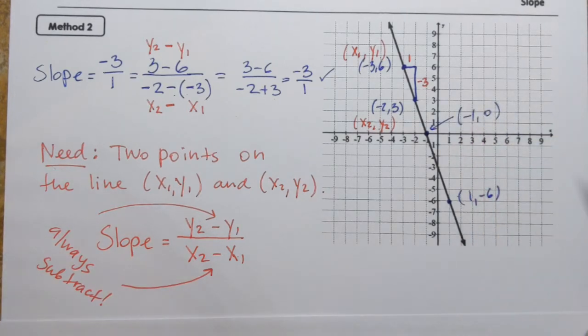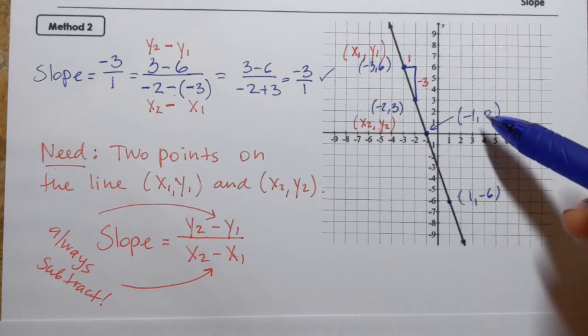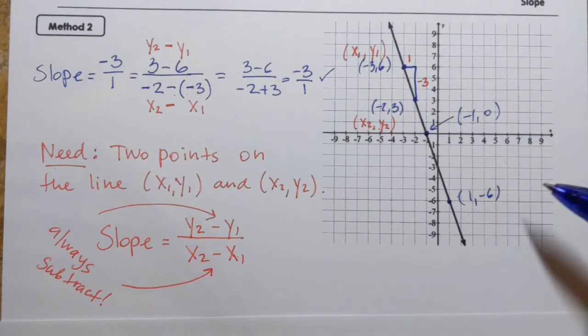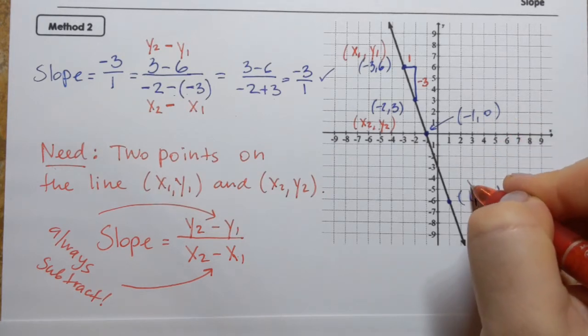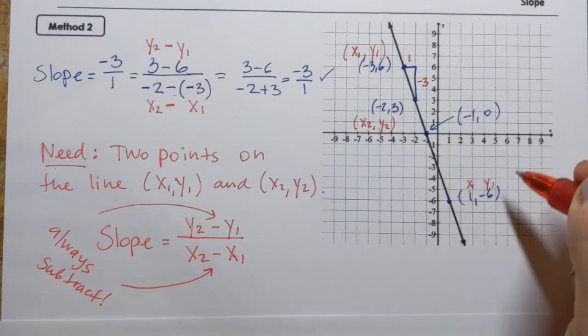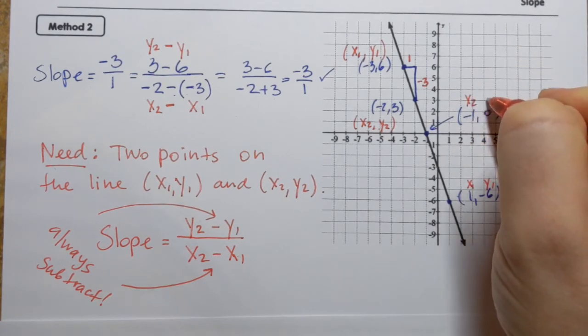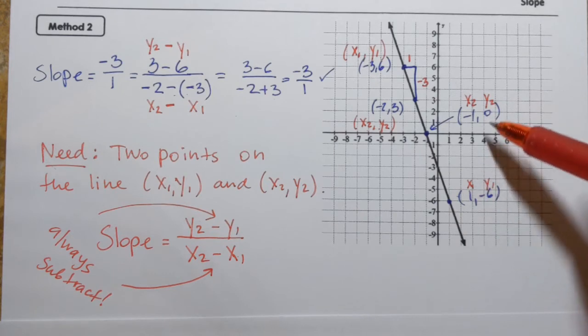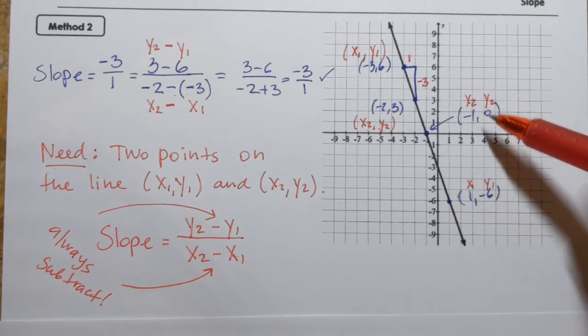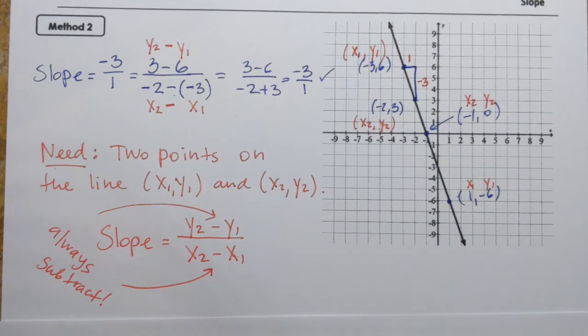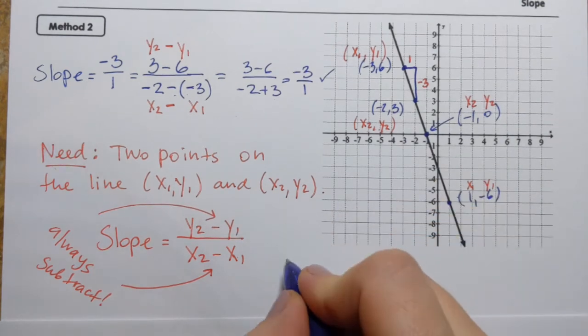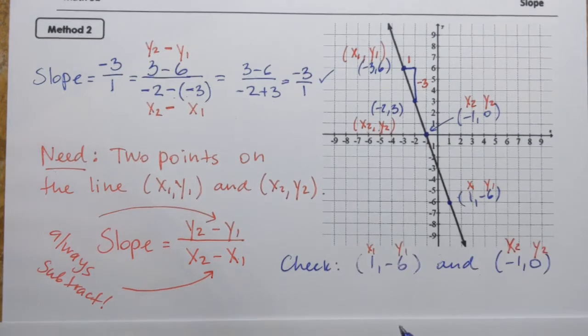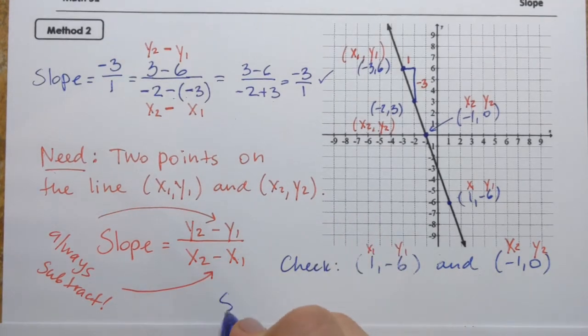Okay. As I said, it doesn't matter which one I call first, which one I call second. So this time, I'll go in the same order I just described them. So I'm going to call this one the first point, x1, y1. And this one I will call second point, x2, y2. And it's always convenient and a good practice to label your points like that so you don't get confused. So we're going to check the slope by using point 1, -6 and point -1, 0.